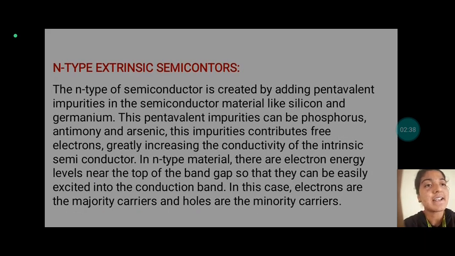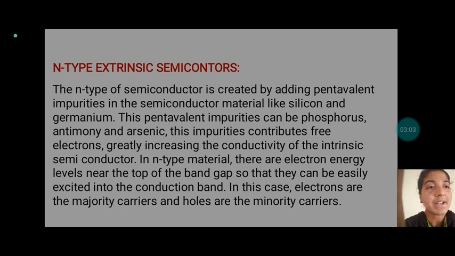An N-type semiconductor is created by adding pentavalent impurities to a semiconductor material like silicon and germanium. These pentavalent impurities can be phosphorus, antimony and arsenic. These impurities contribute free electrons, greatly increasing the conductivity of an intrinsic semiconductor.